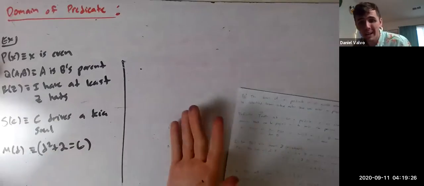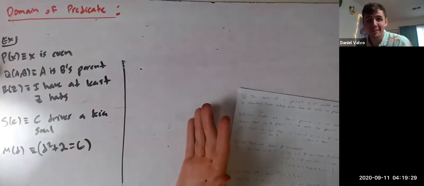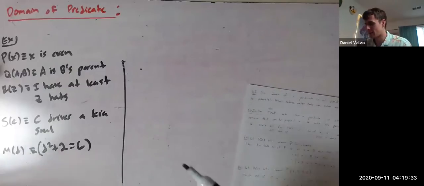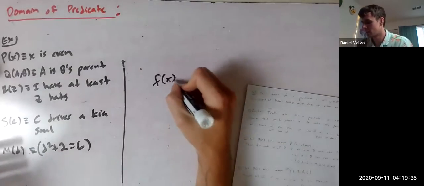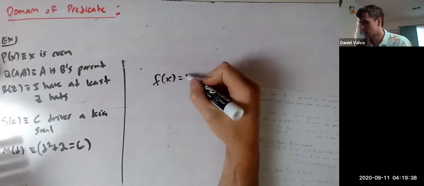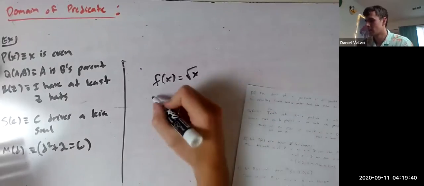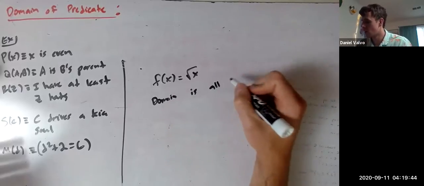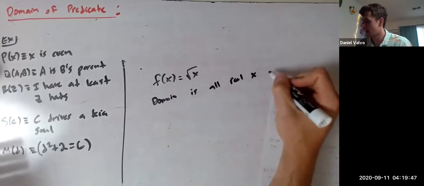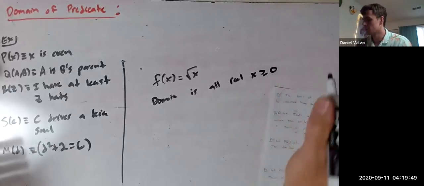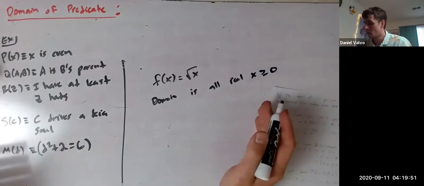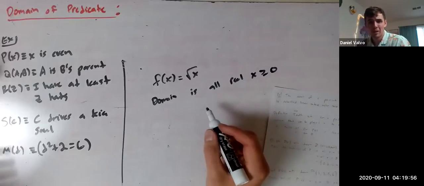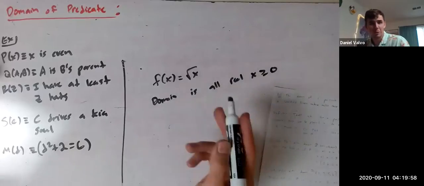But the actual definition of domain is just the things you plug into a function. That is it. And so sometimes, for example, if you have f of x equals the square root of x, the domain is all real numbers x greater than or equal to 0. Why? Well, because if you plug in something less than 0, you're taking the square root of a negative number, which doesn't really make sense if we're talking about real numbers.